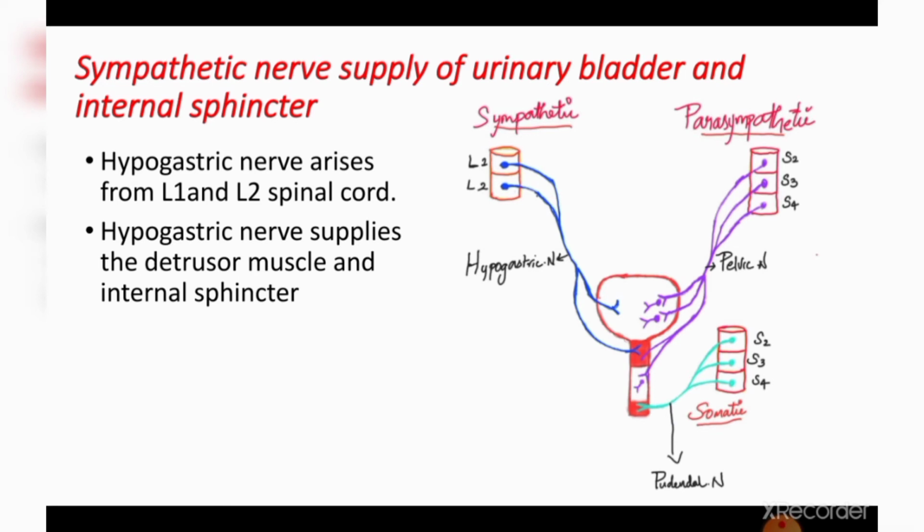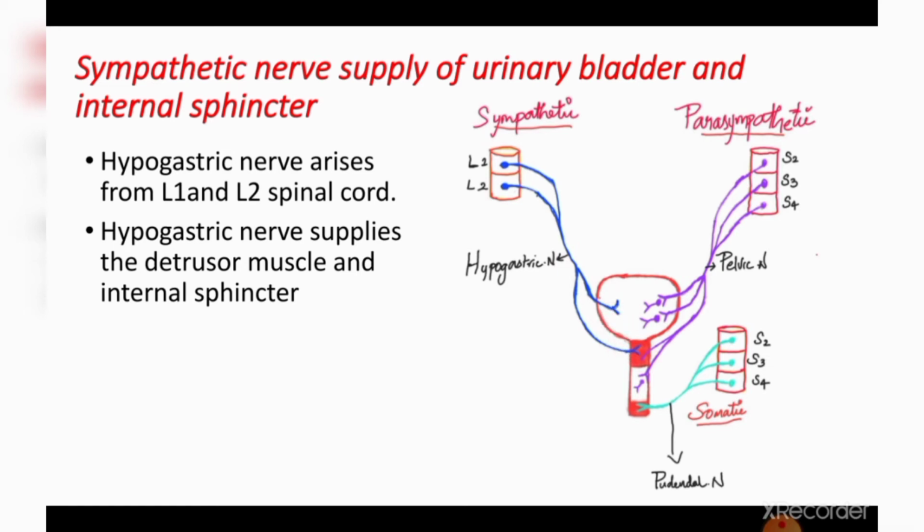So moving on to the sympathetic nerve supply of the urinary bladder and internal sphincter. Already we know that the urinary bladder and the internal sphincter are supplied by the autonomic nervous system. Under that, we are going to see the sympathetic nerve. The sympathetic nerve arising from the L1 and L2 spinal cord is called the hypogastric nerve, and this hypogastric nerve supplies the detrusor muscle and the internal sphincter of the urinary bladder.